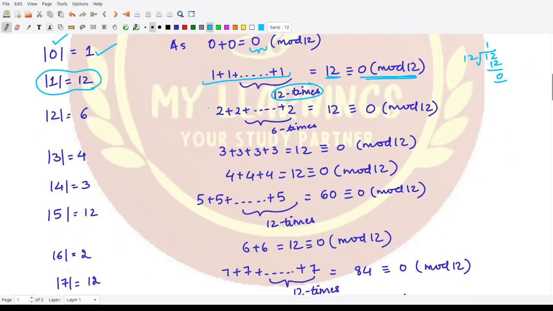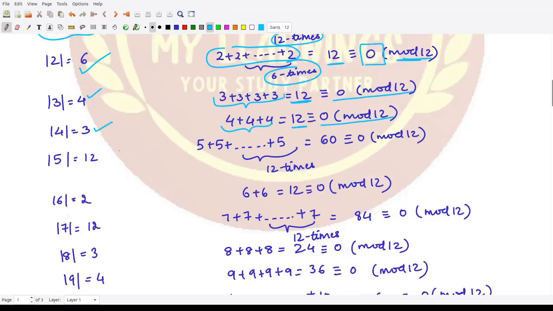Similarly for 2, when you add 2 six times, you will have 12, and 12 mod 12 is 0, which is the identity. So the order is 6. What about 3? We are adding 3 four times, so the order is 4, so that we have 12, and it is 0 mod 12. What about 4? We are adding 4 three times, so the order is 3. What about the number 5? When you add 5 twelve times, you would have 60 as the answer, which with mod 12 would give you 0.